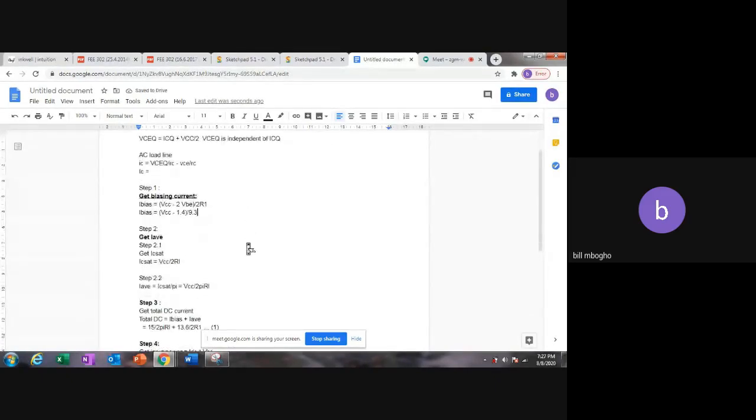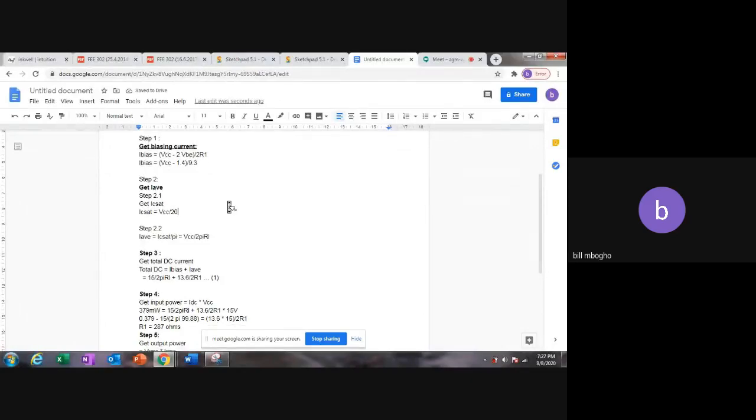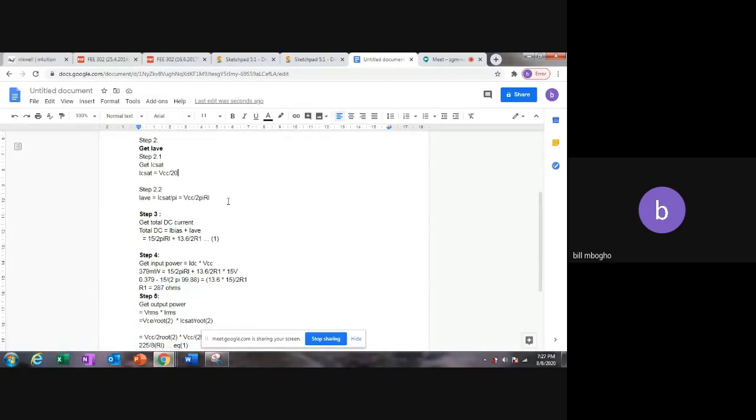9.3. Yeah. And then step 2, get the I average, which starts off by getting IC sat. So here it's going to be over 20 because the RL is 10. That gives us IC sat. The next step is to get I average, which is just that divided by pi. So over 20 pi. So we're going to have VCC over 20 pi. 62.831 something.